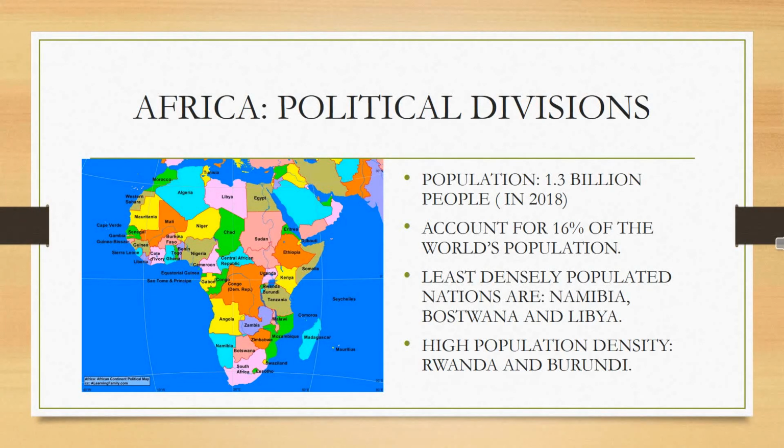Least densely populated nations are Namibia, Botswana and Libya. Dear students, find these countries on the map. The map is given in your book. High population density. There are two countries which have very high population density in Africa. These countries are Rwanda and Burundi. Also find these countries. Dear students, you have to locate all the countries of Africa on the map.